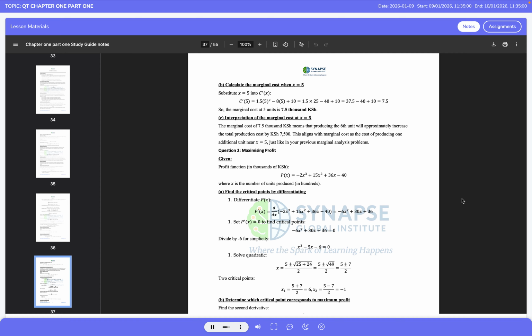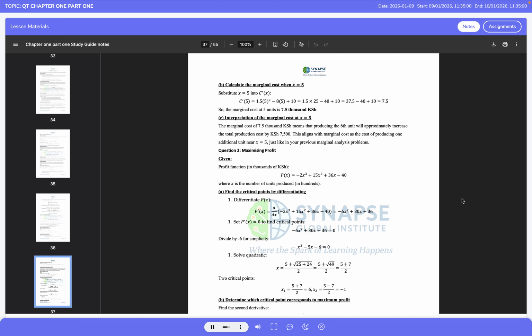In the second question, the profit function, measured in thousands of shillings, is P(x) = -2x³ + 15x² + 36x - 40, where x is the number of units produced in hundreds. Differentiating the profit function gives -6x² + 30x + 36.